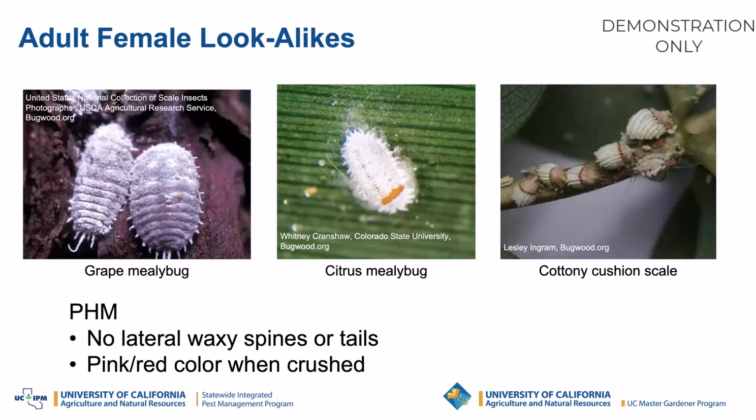Like nymphs, adult female pink hibiscus mealybugs don't have waxy lateral spines or tails. Also, like nymphs, the fluid inside adult females is bright pink or red compared to other common mealybug species that are more yellow or orange in color. Adult females are the best life stage to use for identification because they are relatively large and immobile, so they will be the easiest to spot.